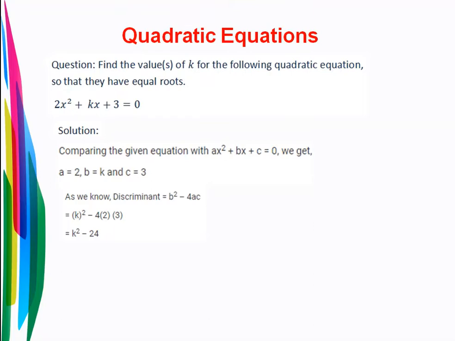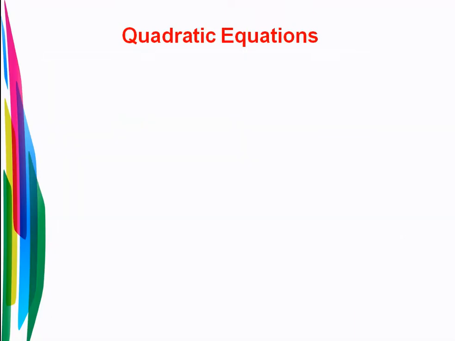For equal roots, discriminant is equal to 0. So put discriminant equal to 0: k square is equal to 24. Take the square root on both sides. I get plus minus. Don't forget to put the plus minus sign. Plus minus under root of 24. 24 means 4 into 6, so 4 comes out of the root sign. My answer is k is equal to plus minus 2 root 6. So for k equal to plus minus 2 root 6, the given quadratic equation has equal roots. Now I am taking another question based on the same thing.